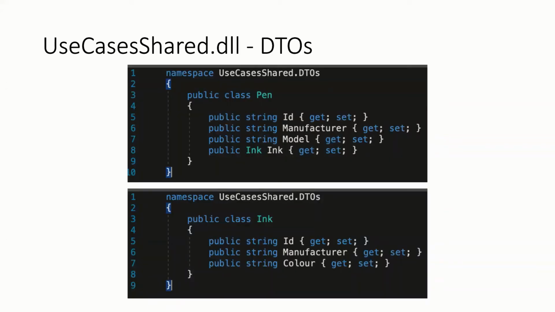So this is the DTOs, and you can see here I've created a class library called use cases shared, and these are the DTOs for the pen and the ink. Basically, very similar to the data that's on the entities, but this is what people will need to pass into the use cases, and it's what people will get back out of the use cases if they call them.